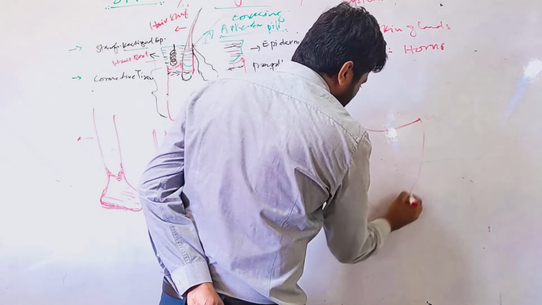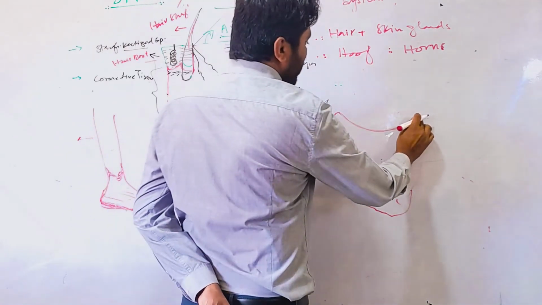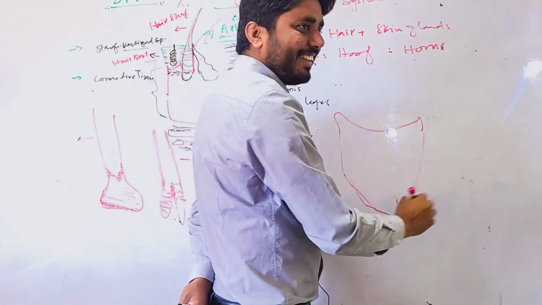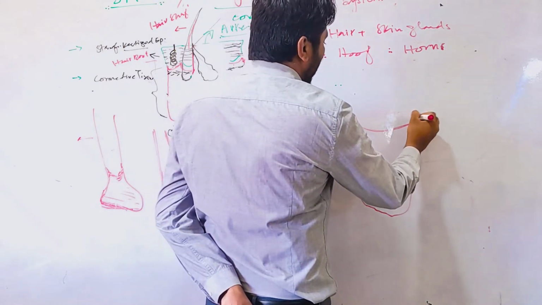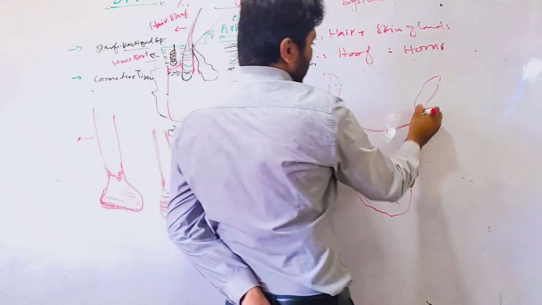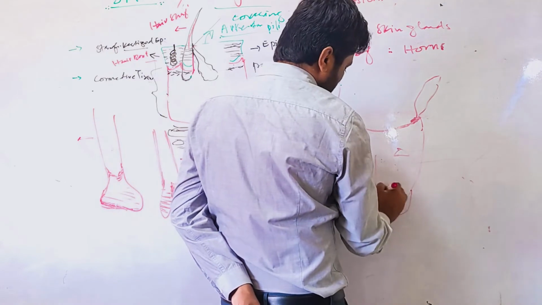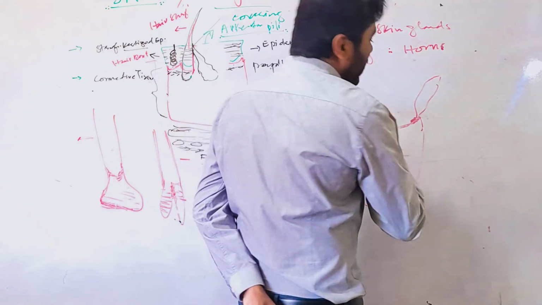Which animal has horns, Umar? Cattle. Male or female? Both have, and buffalo, goat have.